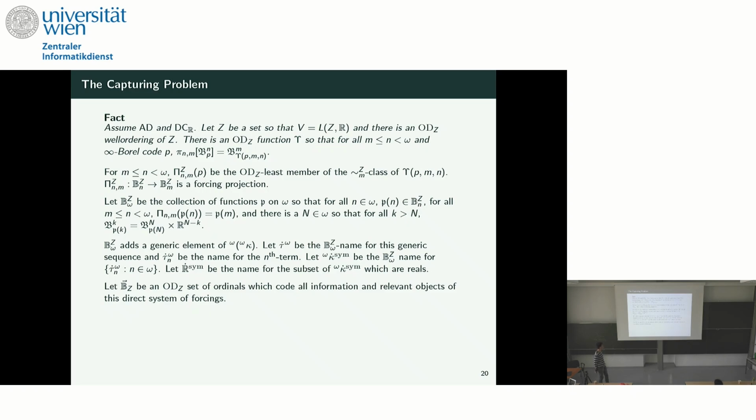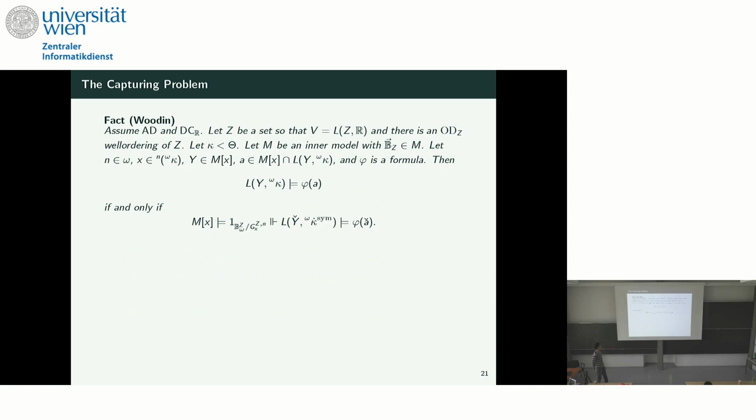So this directed system of ∞-Borel code forcing has naturally an ω sequence through κ^ω, and let τ_n be the name for the nth term of that generic sequence. Let the symmetric κ^ω be the name for all those τ_n's. And if you restrict to just the reals, we'll just call that the name for the symmetric reals. And like before, let B-vector be this OD set of ordinals that codes all the information we have above about the directed system.